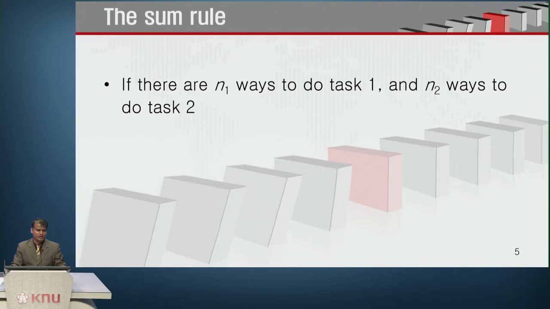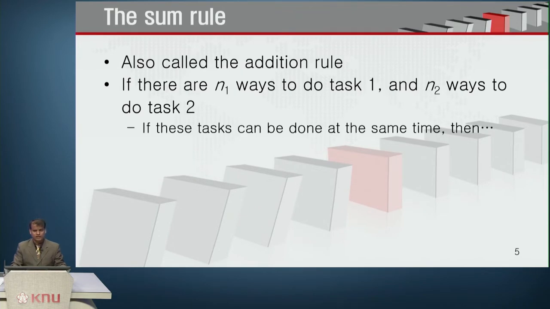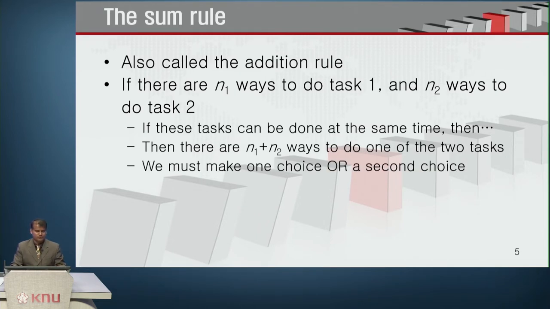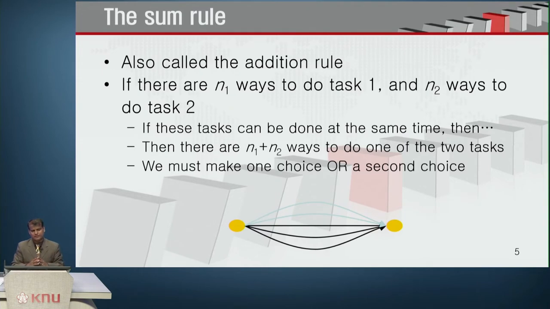Let's talk about the sum rule. If there are n1 ways to do task 1 and n2 ways to do task 2, we call this a simple addition rule or sum rule. If these tasks cannot be done at the same time, then you have n1 plus n2 ways to do the task. This is a choice, but it's one choice or the other choice. In the previous one we saw that it was the first choice and the second choice.